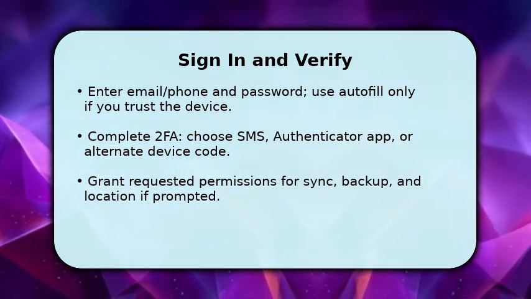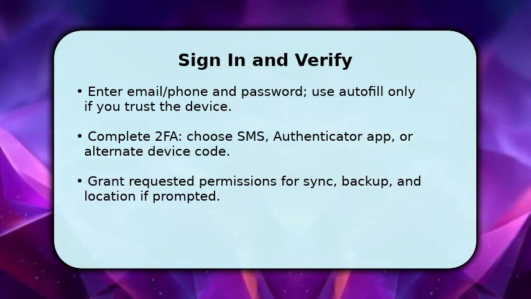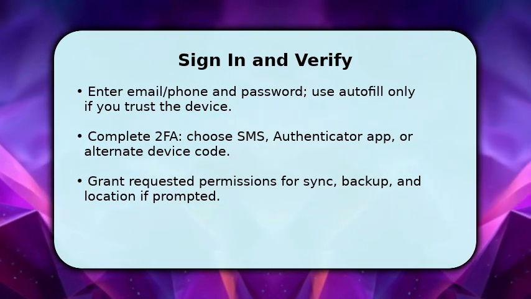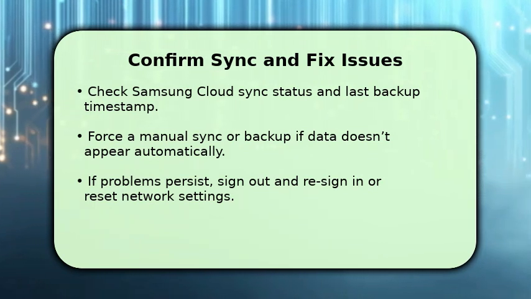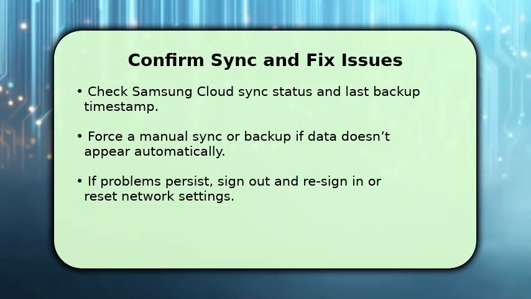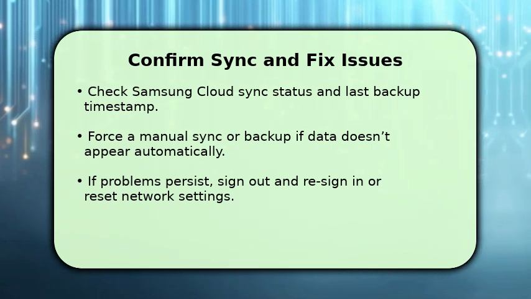After signing in, go to Samsung Cloud and confirm sync status and the last backup timestamp so you know what's available. If items don't show, tap Sync Now or Start Backup to force data transfer. This often resolves partial restores.